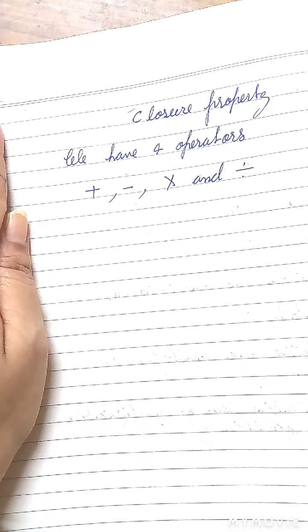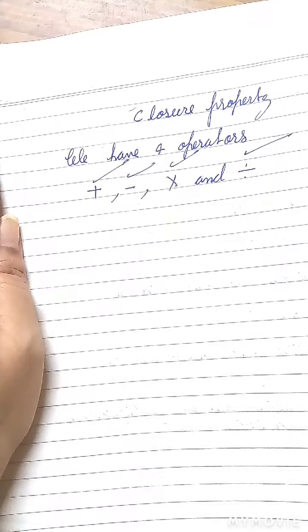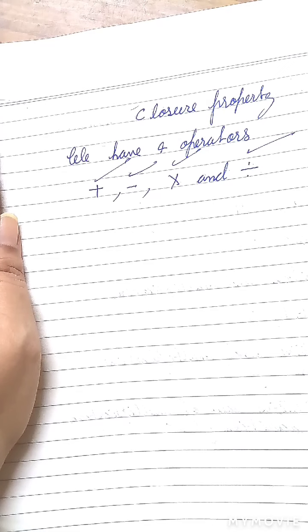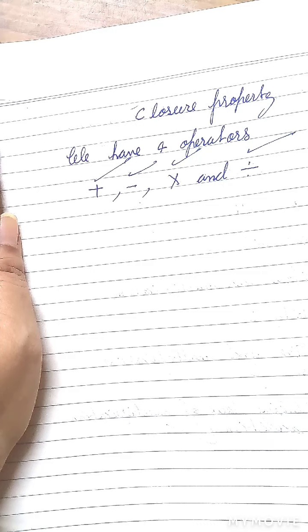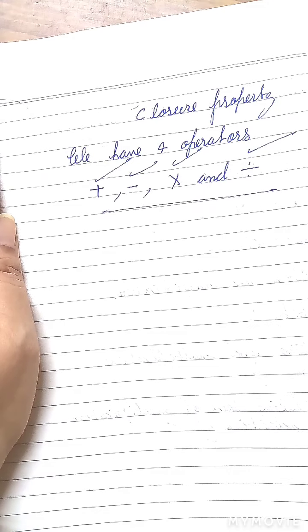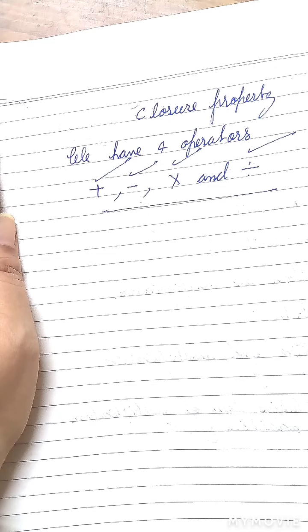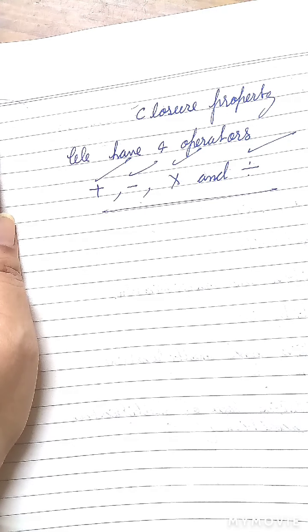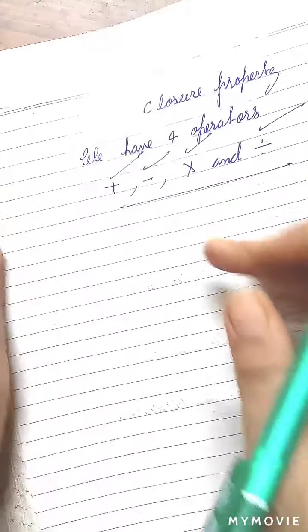We know we have four operators: plus, minus, multiplication, and division. Now, if we perform an operation between two rational numbers using any of these operators, and the result is a rational number, we would say that rational numbers are closed under the operation. Let me explain it to you with an example.